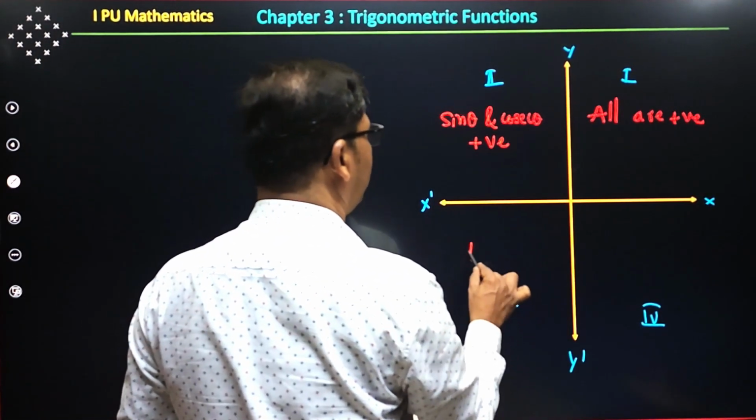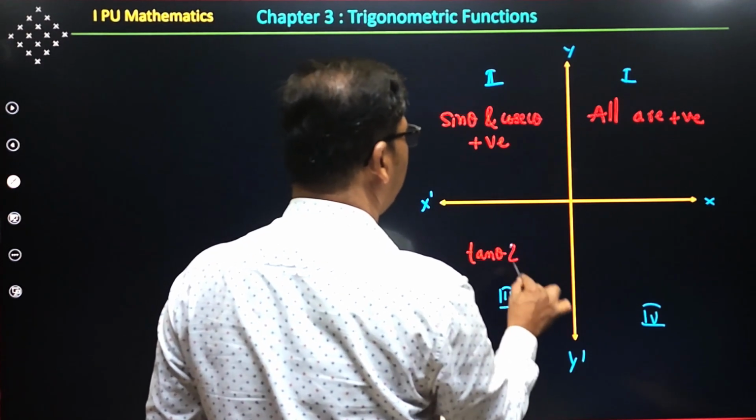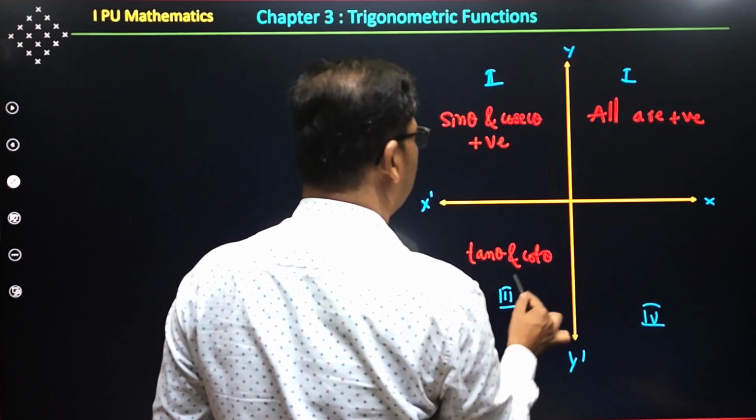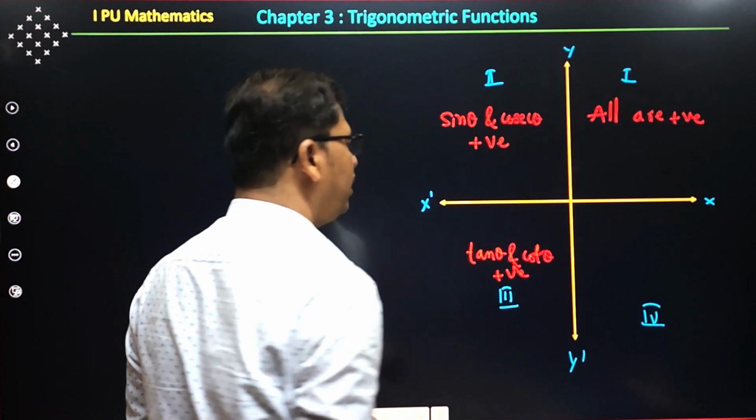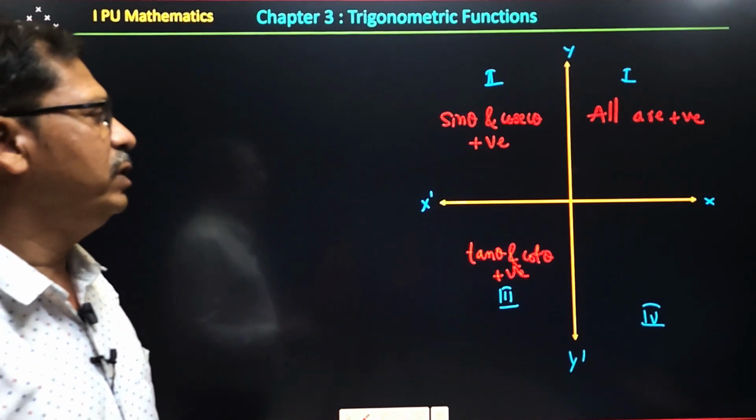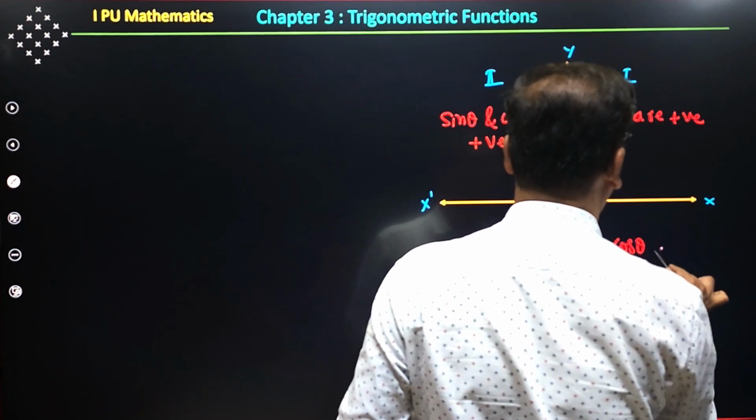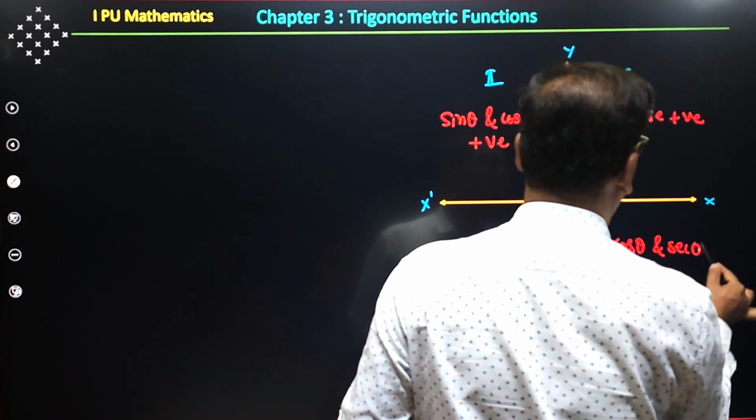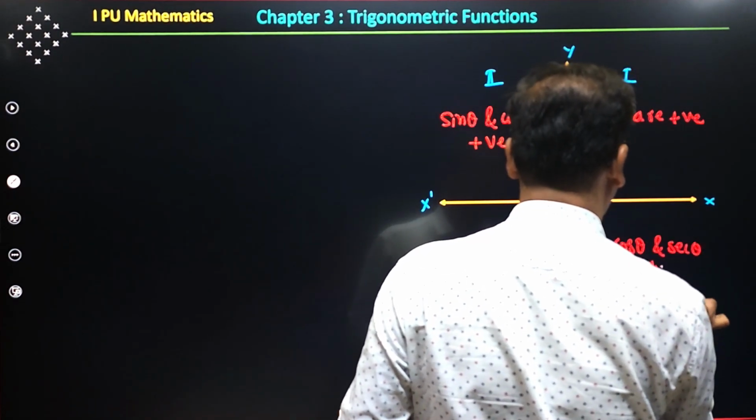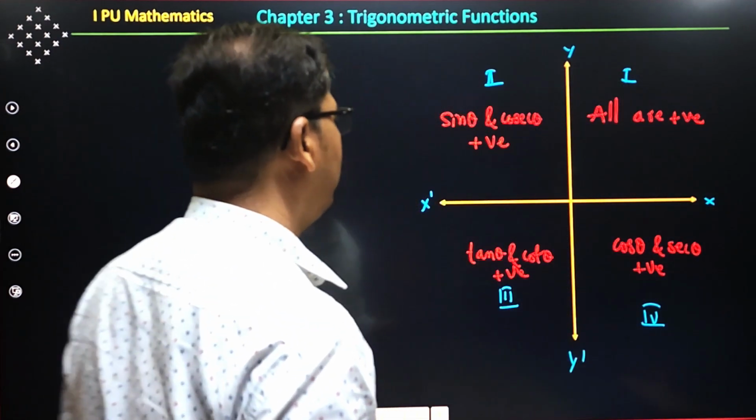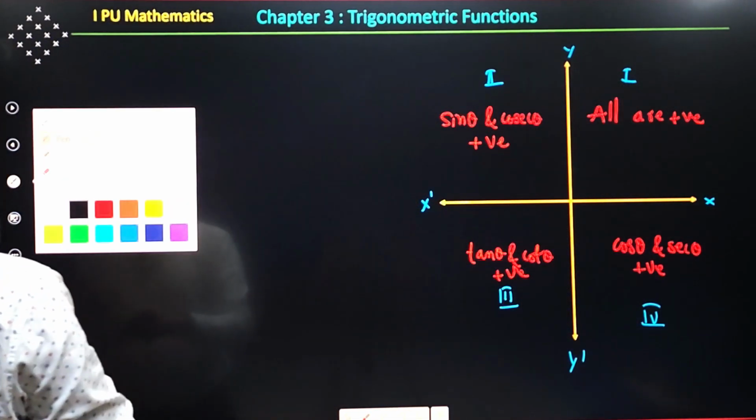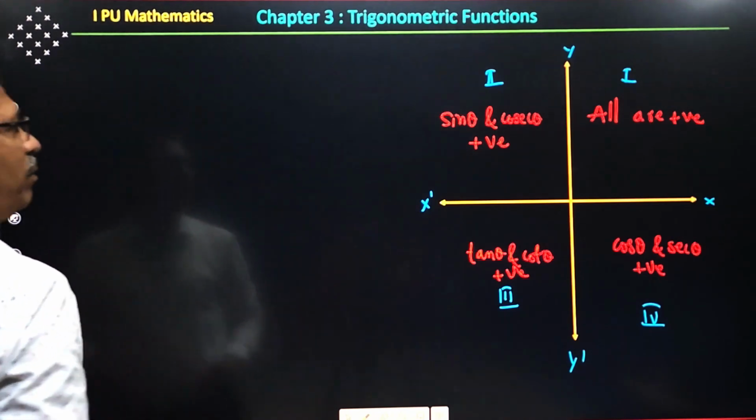Here in the third quadrant, tan theta and cot theta are positive. Tan theta and cot theta are positive. In the fourth quadrant, cos theta and sec theta are positive here. Remaining negative.